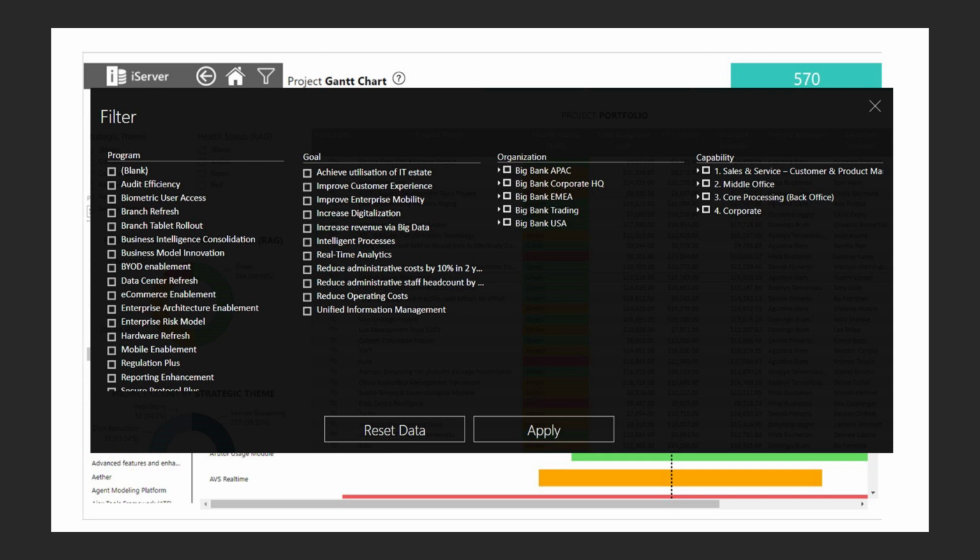And by capability, we could also go by organization. So we could have a senior member of the organization who looks after their department, able to click very quickly and see all projects that are going to impact their department.